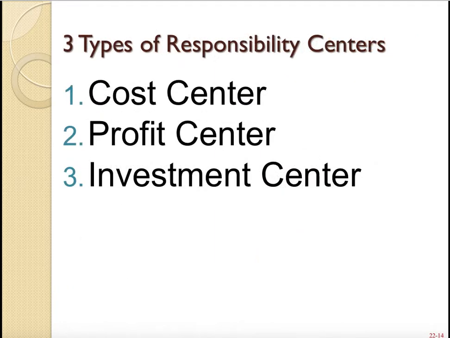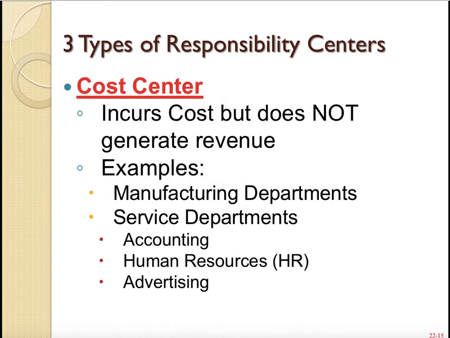Now, there are three basic types of responsibility centers, okay? Cost center, profit center, and investment center. Now, a cost center is a segment of the business that incurs cost but does not generate revenue, meaning they don't sell anything. Examples of this are manufacturing departments, right?